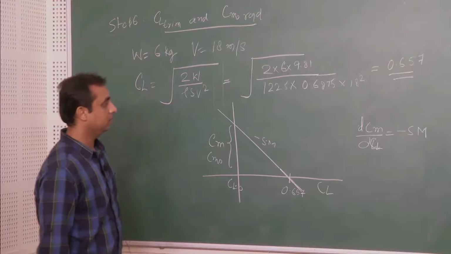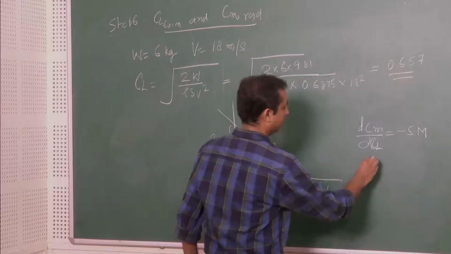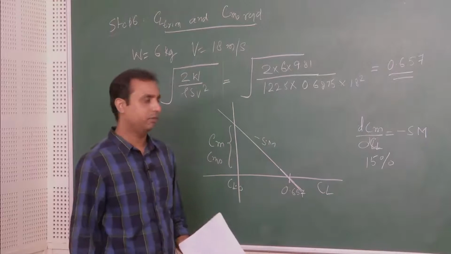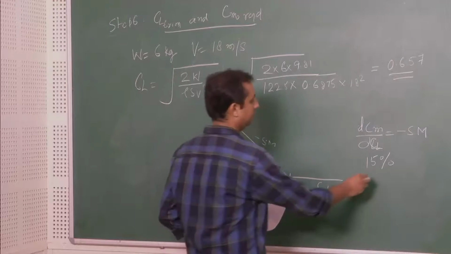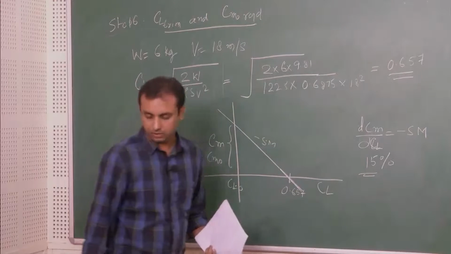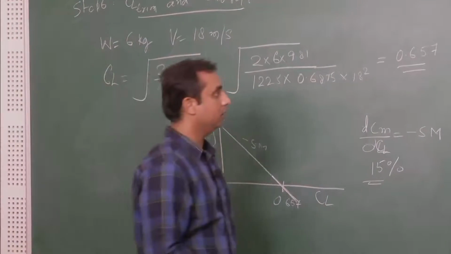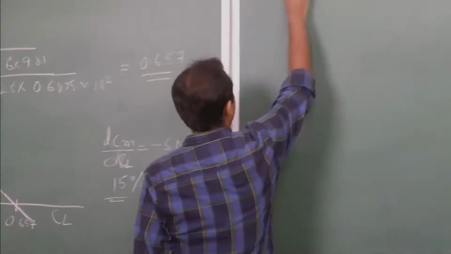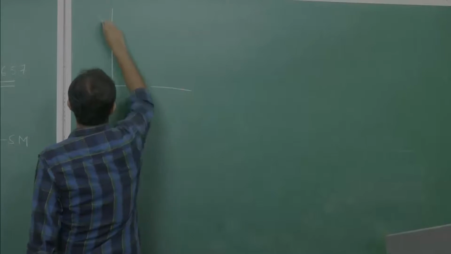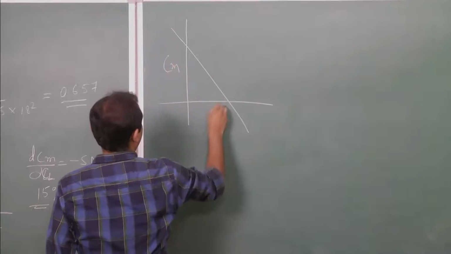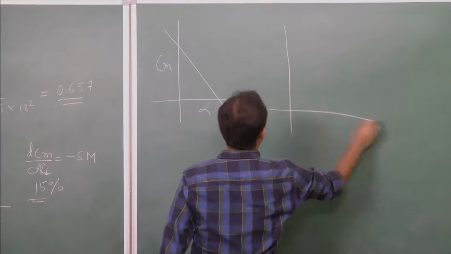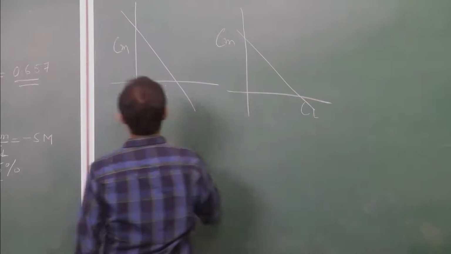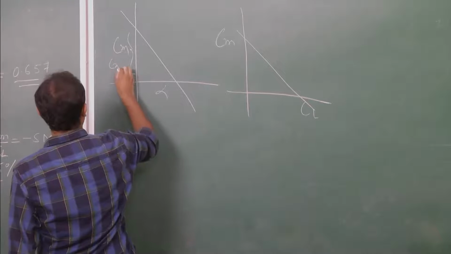So let's assume I want a static margin of 15%. You can take any static margin, 10, 15, 20, whatever you like. I have selected 15% as my static margin. So we know that in order for an aircraft to be statically stable, the slope of Cm versus alpha or slope of Cm versus Cl should be negative, as well as Cm naught should be a positive number.